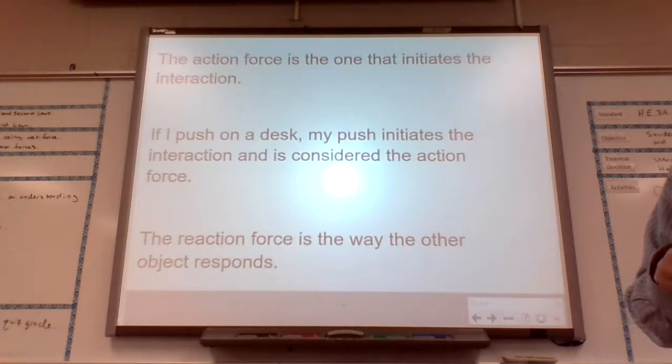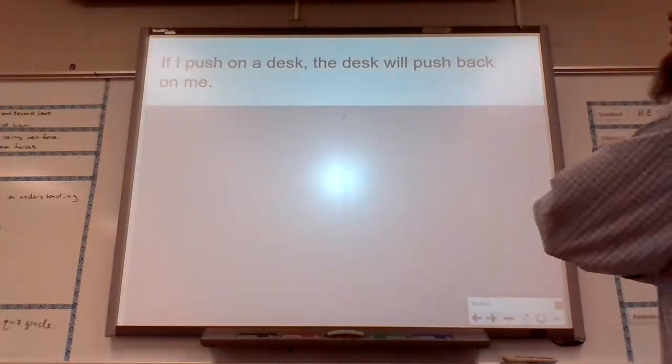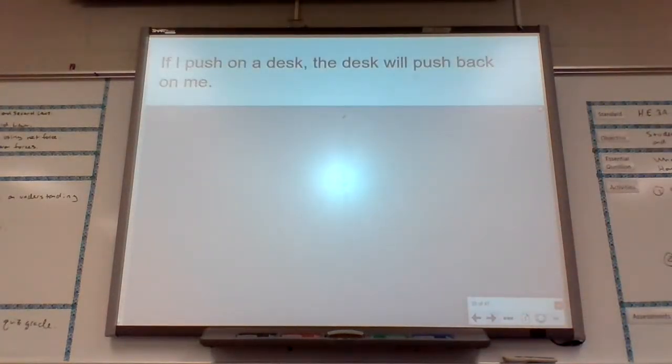So again, an action force is what starts the interaction between the two objects. The reaction force is how that other object responds. So if I push on a desk, my push is the action force. The desk will push back on me. That's the reaction force. So for every action force, there's an equal but opposite reaction force. That's the law.